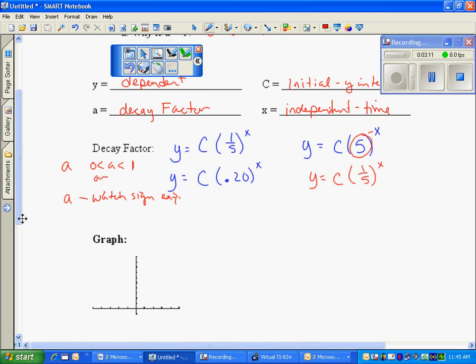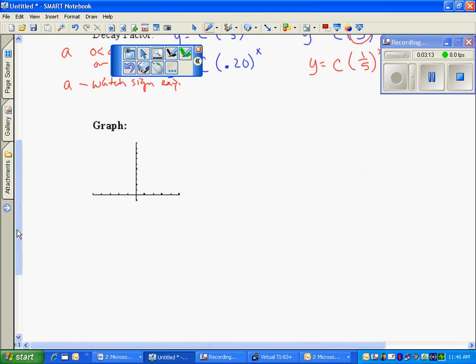What does a graph of decay look like? I still have my start value c, but if I'm decaying, I'm coming this way. I'm dropping down in my population. Remember, the graph shows me what I have left, and that comes from my decay factor, or a being between 0 and 1.